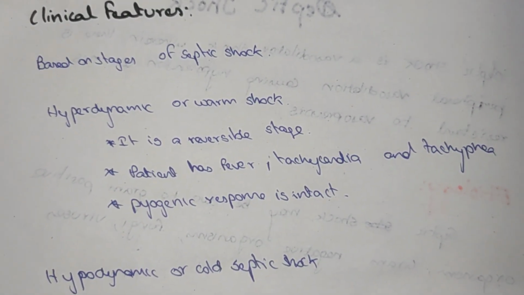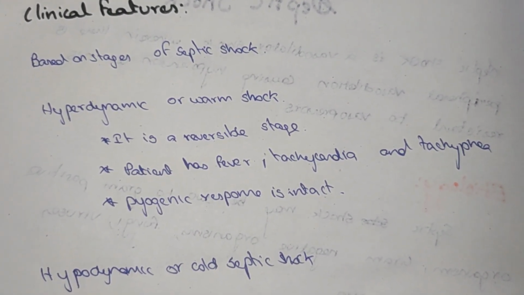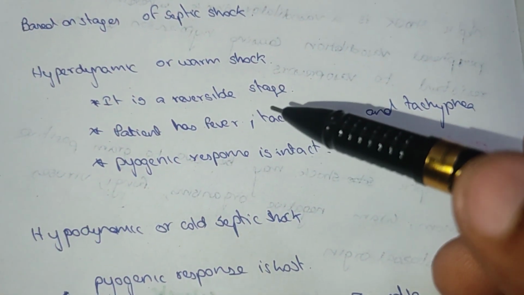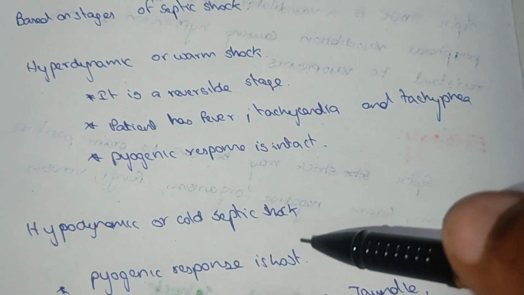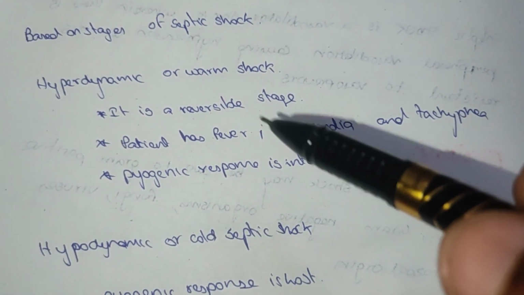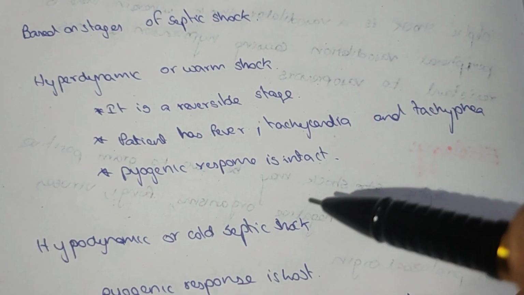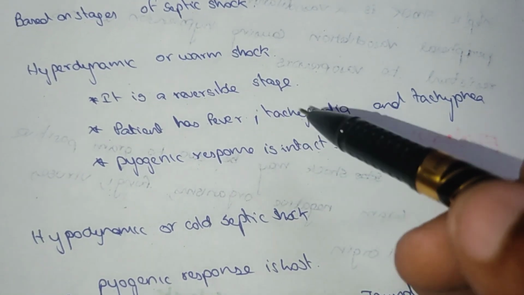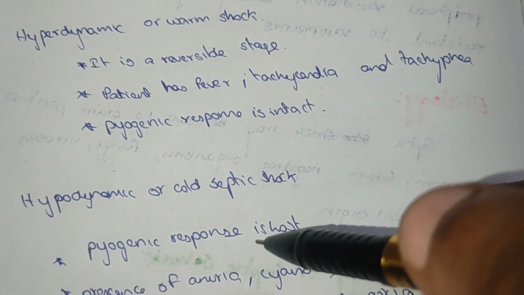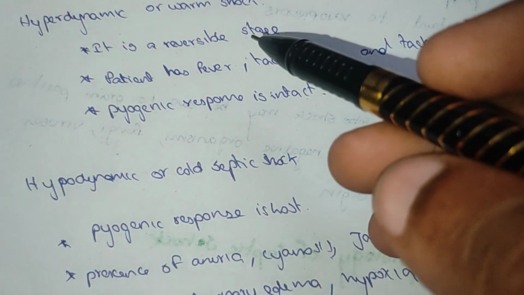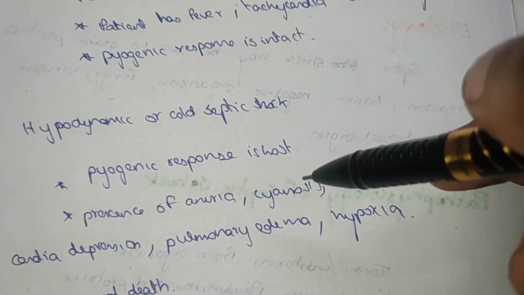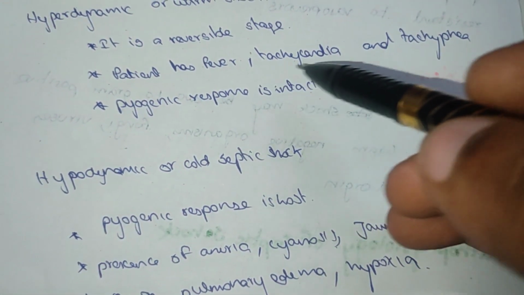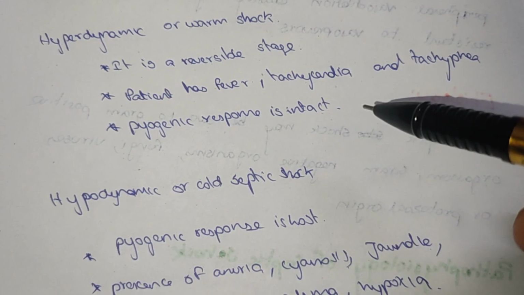Now we will see about the clinical features of septic shock. Based on the stage, as I have said, there are two types: one is hyperdynamic, which is warm septic shock, as well as hypodynamic, which is cold septic shock. In warm septic shock, there is tachypnea, tachycardia as well as fever. But warm septic shock is reversible, while cold septic shock is irreversible. Here the pyrogenic response is lost. In warm shock, the pyrogenic response is intact, and the patient has fever, tachycardia and tachypnea.